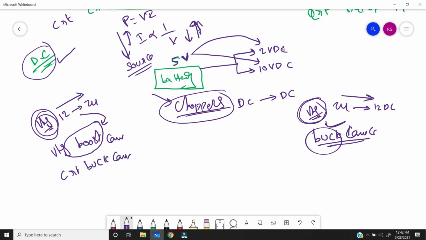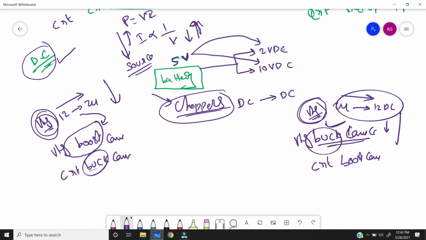Why is it a current buck converter? Because here voltage is increasing, so current will be reducing. That's why it is known as a current buck converter. When coming to the buck converter, this is the voltage buck converter, right? Depending on the voltage, it is a voltage buck converter. Depending on the current, it is the current boost converter. Why? Because if you decrease the voltage, current will be increasing, right? That's why it is known as the current boost converter.